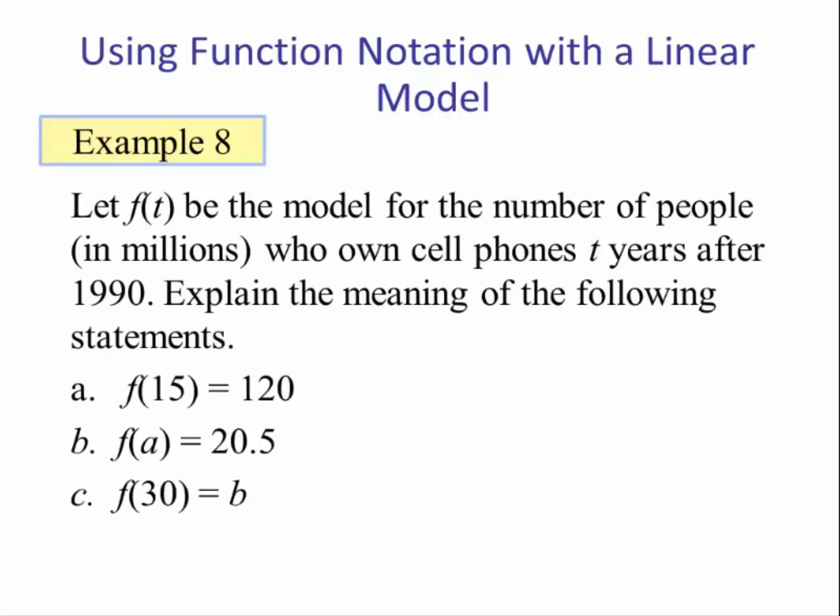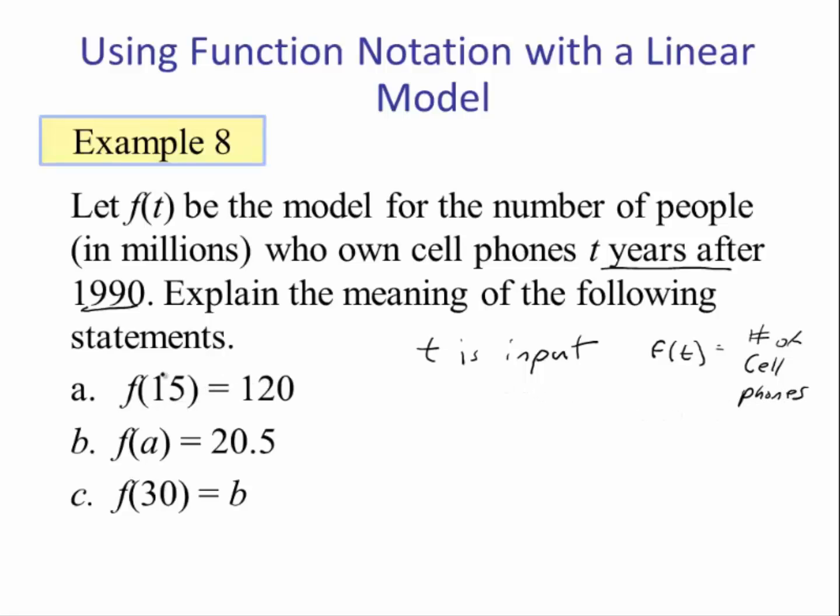Example 8. Let f of t be the model for the number of people, measured in millions, who own cell phones t years after 1990. Explain the meaning of the following statements. So we're given f of t, so we know t, since it's inside the parentheses, is the input. And that's the number of years after 1990. And then f of t is the number of people who own cell phones. And this is measured in millions.